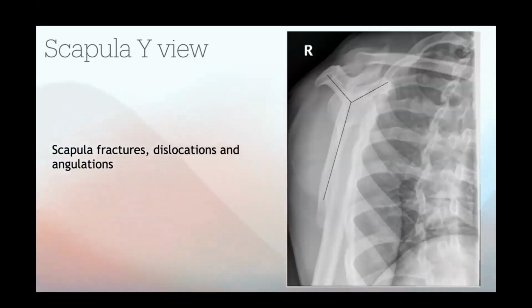Next is the scapular Y view. In the scapular Y view, the patient is made to tilt and the beam is shot from a lateral position, the sagittal position. This is specifically taken to see pathologies in the scapula. You'll see fractures in the scapula, translations, any dislocations, angulations that can be picked up. Even the hooking of the acromion can be picked up to a certain extent.